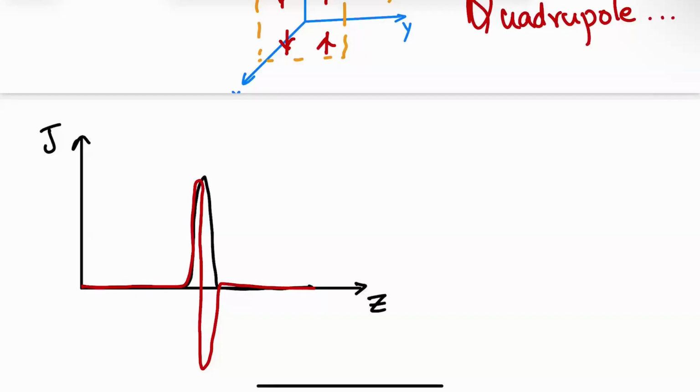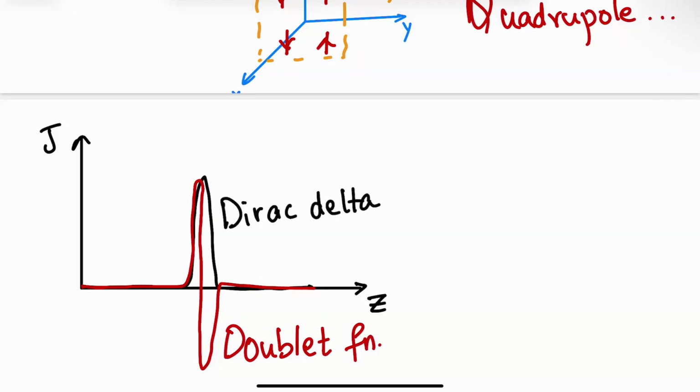So this is sometimes called the doublet function. And this is the Dirac delta. And that's essentially, if you take this doublet function to the limit, then this becomes infinitesimally small. So essentially, there are two singularities now at the same point. Right? Dirac delta only has one singularity, but the doublet has two.